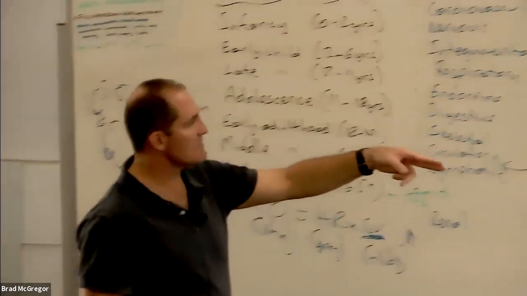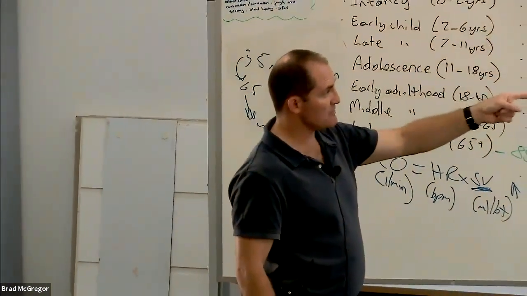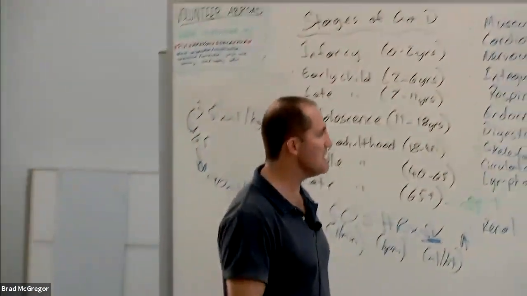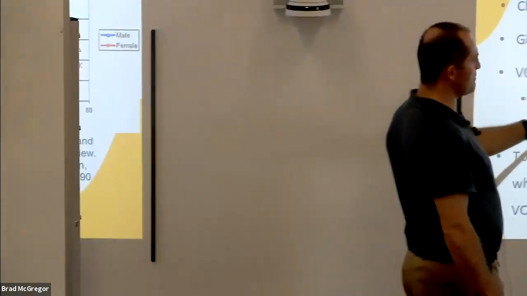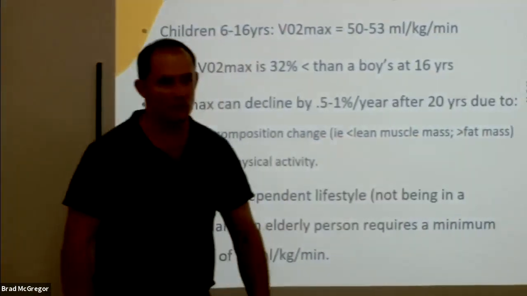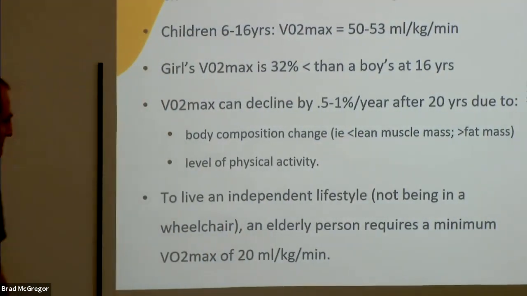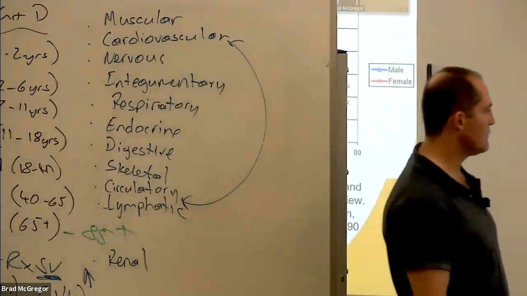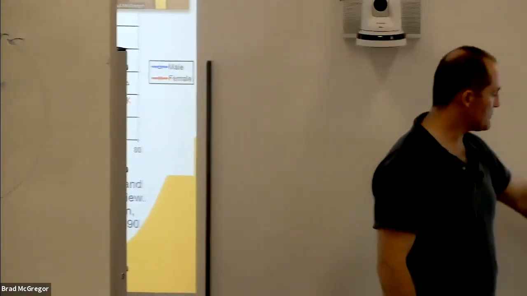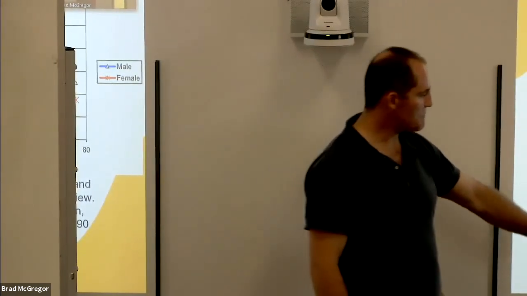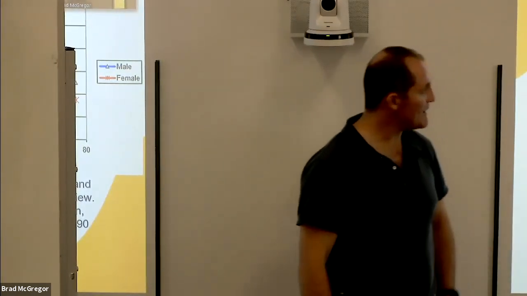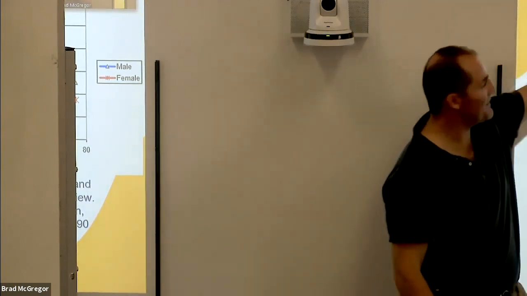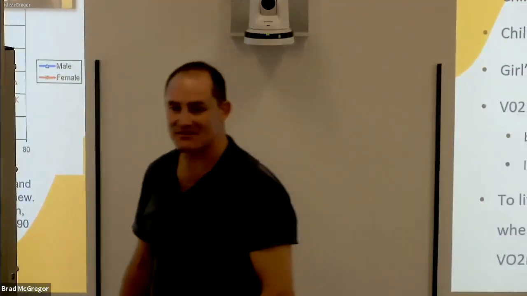And the VO2 max can drop, as per stroke volume, between 0.5% and 1% per year, due to change in body composition, so less lean muscle mass, more fat mass, and decreased levels of physical activity. Look at this stat. To live an independent lifestyle, not being in a wheelchair, an elderly person requires a minimum VO2 max of 20. So essentially back to what it is when you're less than 6 years of age.